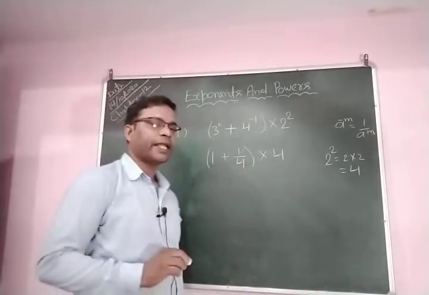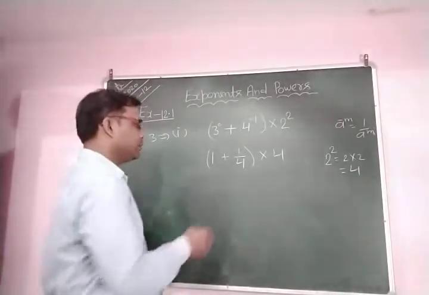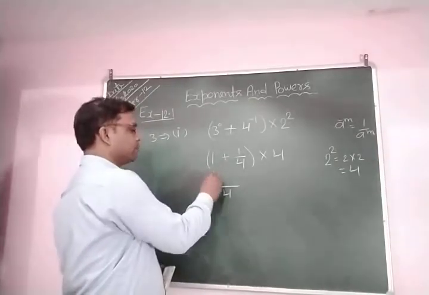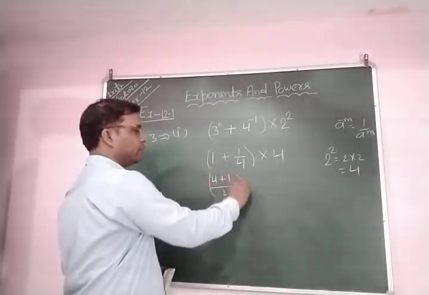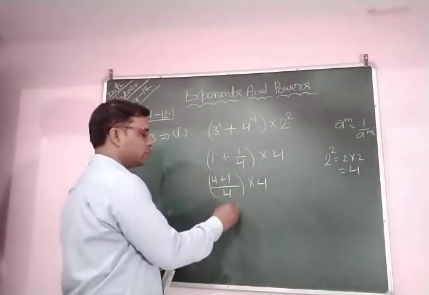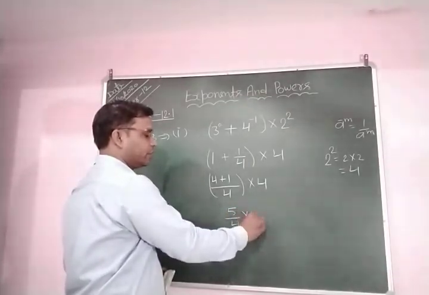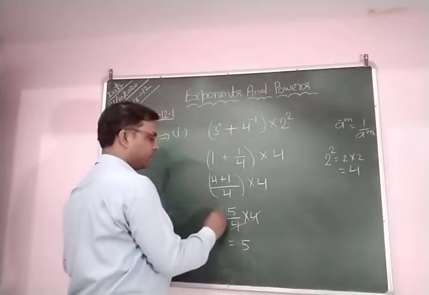Now we take the LCM: 1 plus 1 upon 4, so the LCM is 4. So it becomes 4 plus 1 into 4. So 4 plus 1 is 5, 5 by 4 into 4. So the 4s cancel. We obtain here 5.